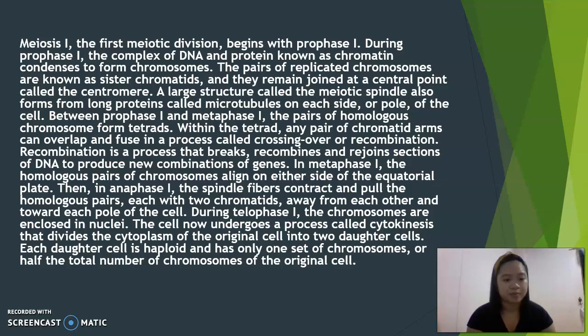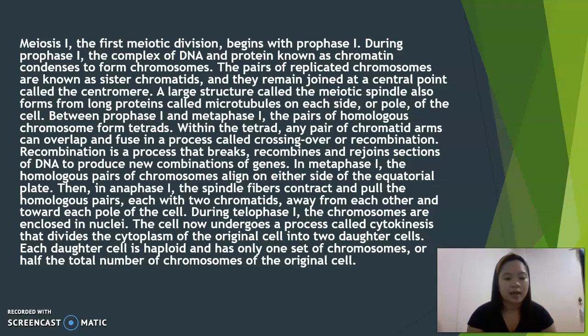Between prophase I and metaphase I, the replicated homologous chromosomes form tetrads. Within the tetrad, any pair of chromatid arms can overlap and fuse in a process called crossing over or recombination. Recombination is a process that breaks, recombines, and rejoins sections of DNA to produce new combinations of genes. In metaphase I, the homologous pairs of chromosomes align on either side of the equatorial plate.